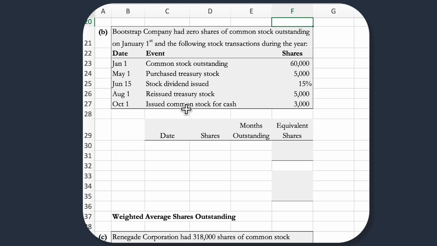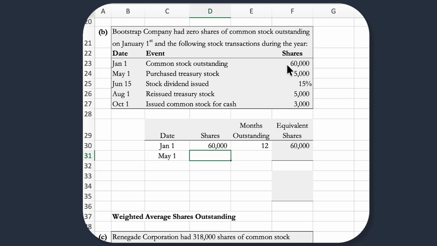Next, we're going to look at the same company, except this time they're going to have a stock dividend that was issued. So on January 1st, they also started out with some shares. They've got 60,000 outstanding for all 12 months of the year. We don't need to weight these, but just to make sure that we're showing all of our steps, we'll go ahead and do that. So 60,000 weights to 60,000, outstanding for all 12 months.